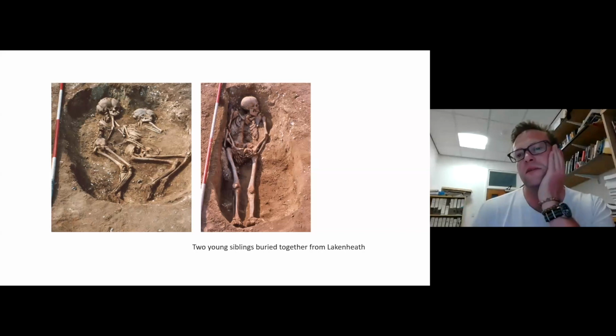Got two siblings from Lakenheath, buried together in the same pit. Sadly, they were quite young.